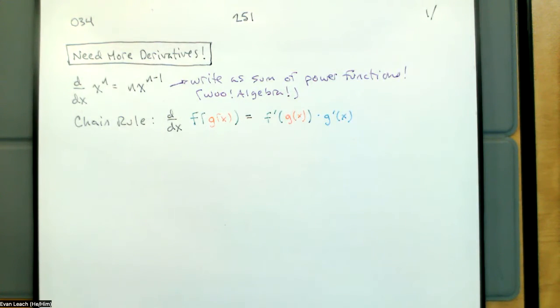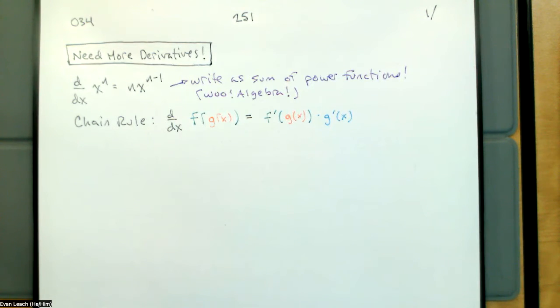Then we learned about the chain rule. That's when instead of x to the n, we had some function raised to the n power. The derivative of a composition of functions says we take the derivative of the outside with respect to the inside, then we multiply by the derivative of the inside with respect to x. And that gets us our overall derivative with respect to x.